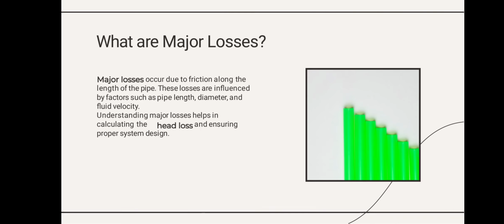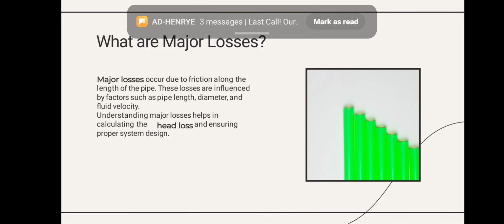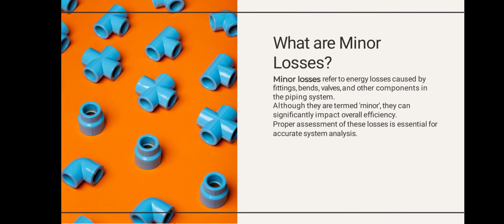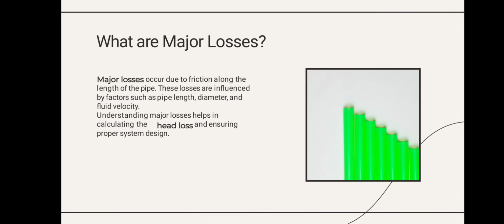Major losses. The major losses occur mainly due to friction along the length of the pipe. These losses are influenced by factors such as pipe length, diameter, and fluid velocity. It's very important to understand the major losses, which helps in calculating the head losses and ensuring proper system design. We can calculate the major losses by using the Darcy-Weisbach equation or by using the Chezy formula.